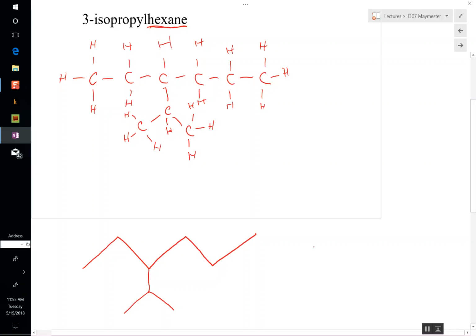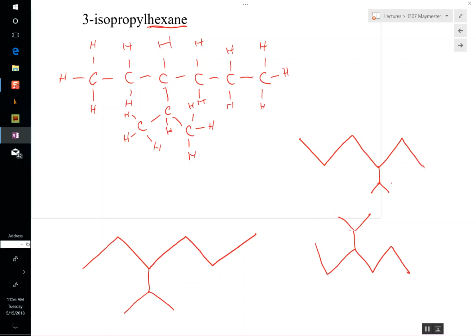Well, it could be 1, 2, 3, 4, 5, 6. Could be like that. It could be 1, 2, 3, 4, 5, 6. I could have started here. 1, 2, 3, 4, 5, 6. So here's my 3. Those are all the same molecule. It's got an isopropyl on the 3rd carbon, 6 carbons long.